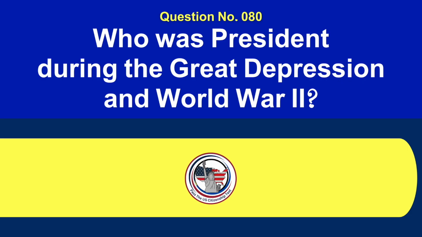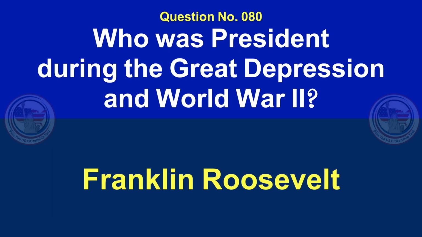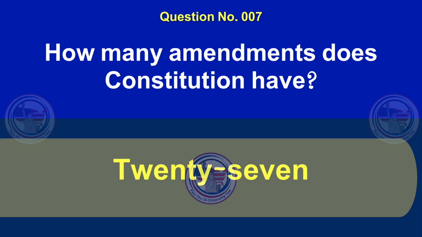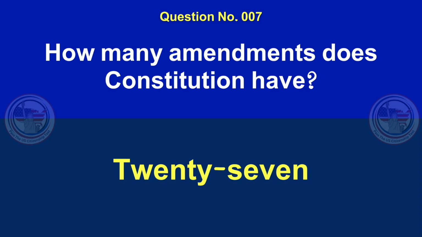Who was president during the Great Depression and World War II? Franklin Roosevelt. How many amendments does the Constitution have? 27.